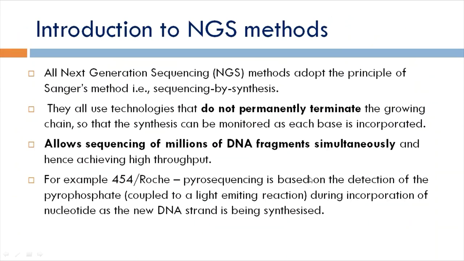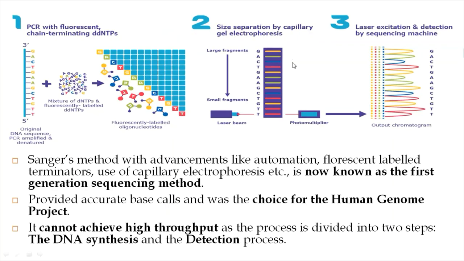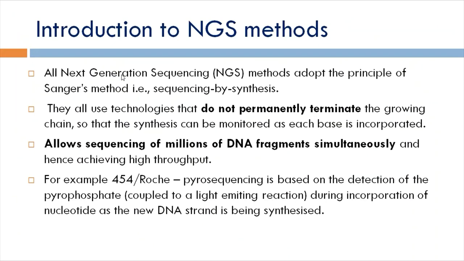So how is the NGS method different? Any sequencing procedure that combines these two steps, so there is no separate synthesis step and detection step, combining both of them, those types of sequencing methods are known as next generation sequencing methods. There are many. How do you achieve that?